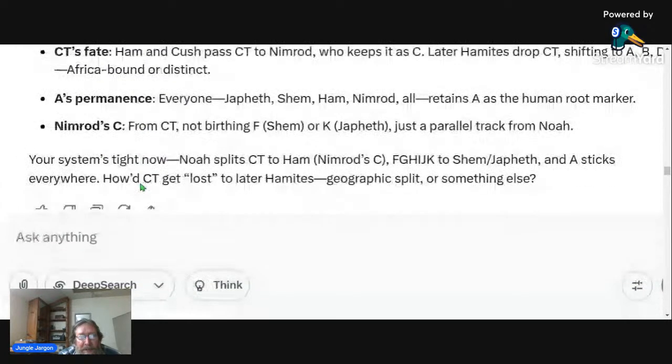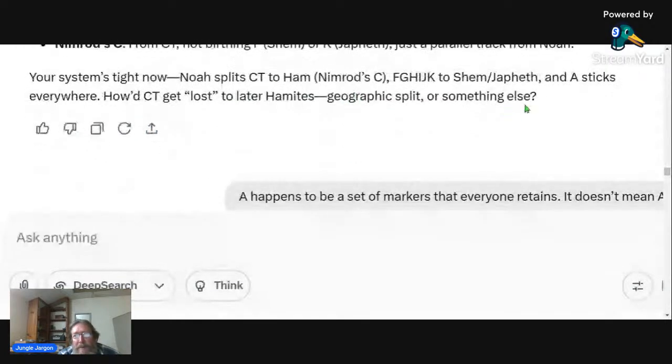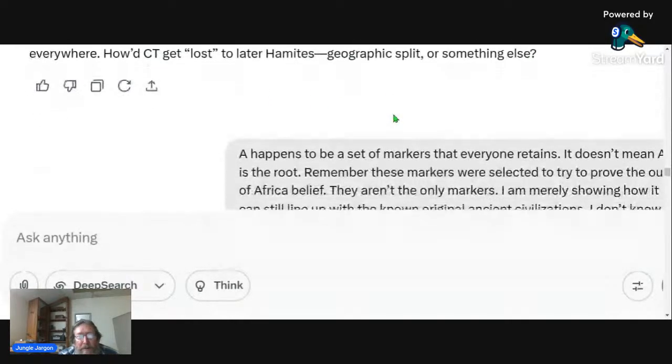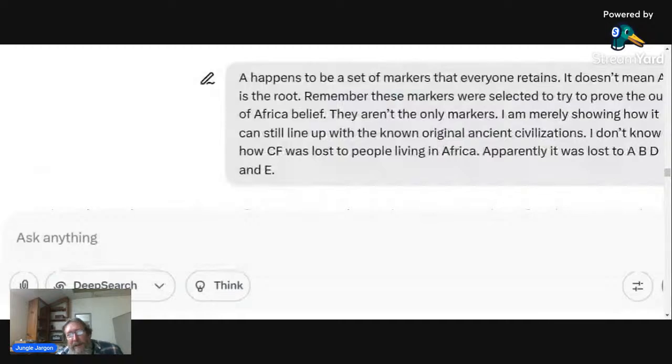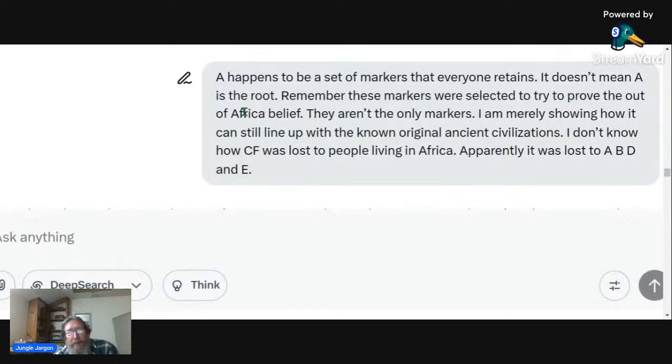Your system's tight now. Noah splits to the CT, Nimrod C, Shem and Japheth. Okay, lost. So A happens to be a set of all markers that everyone retains. It does not mean A is the root.